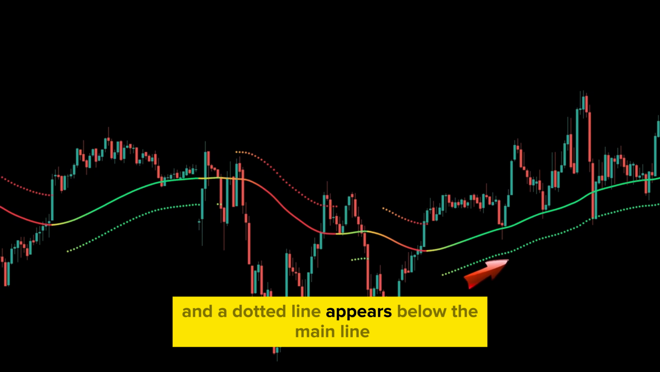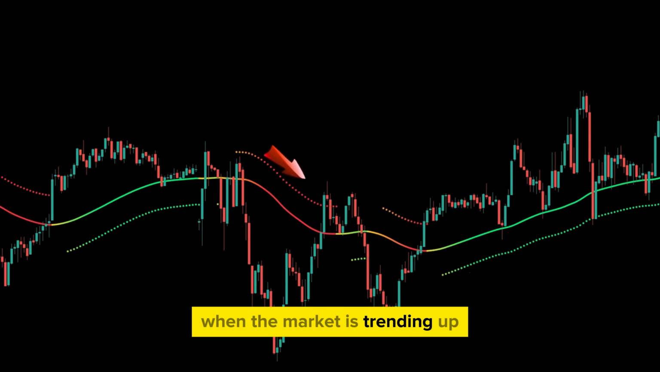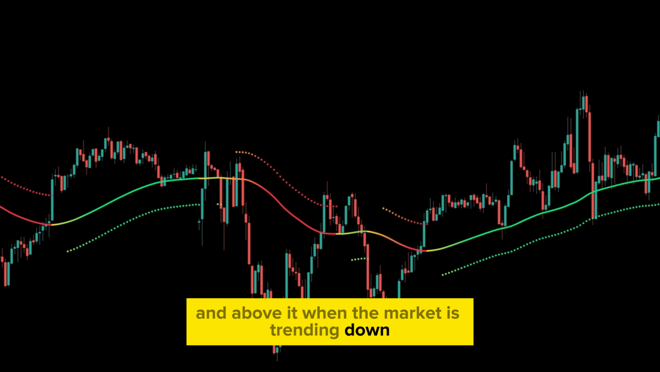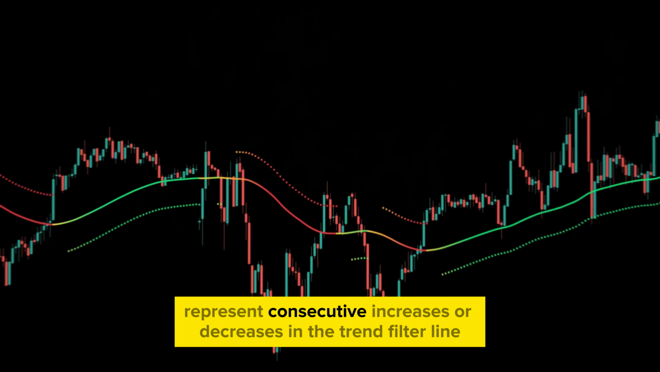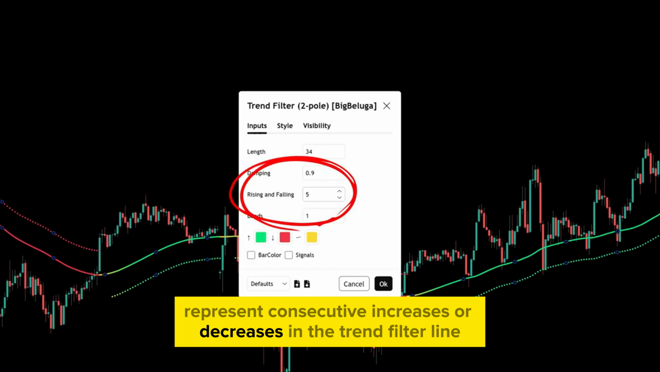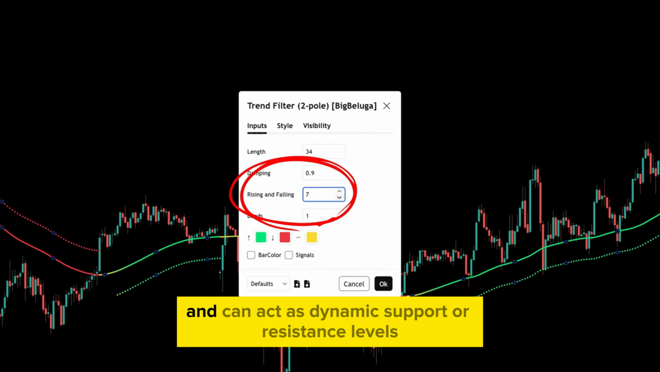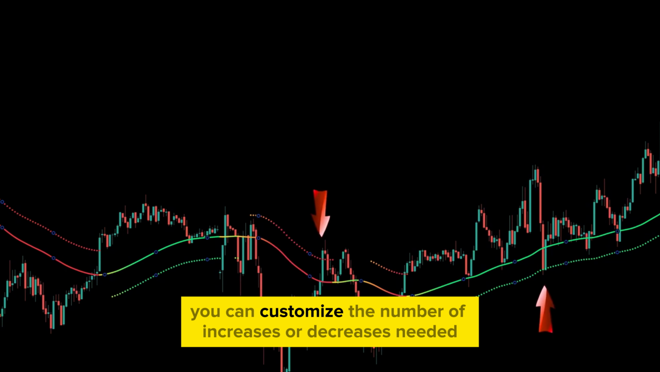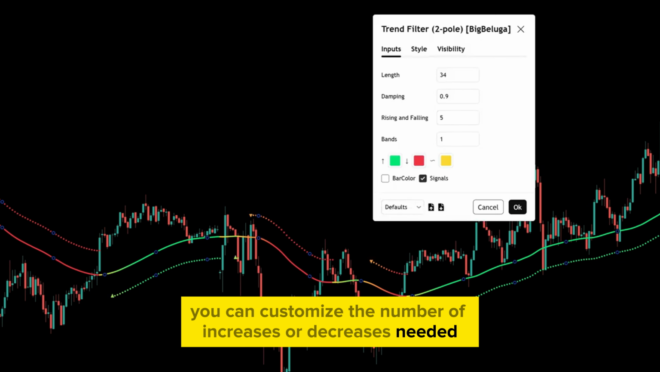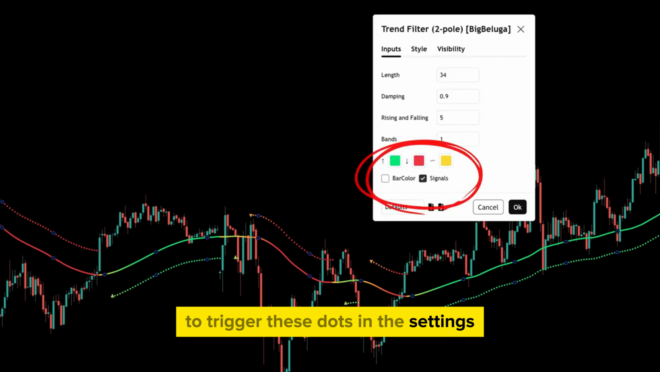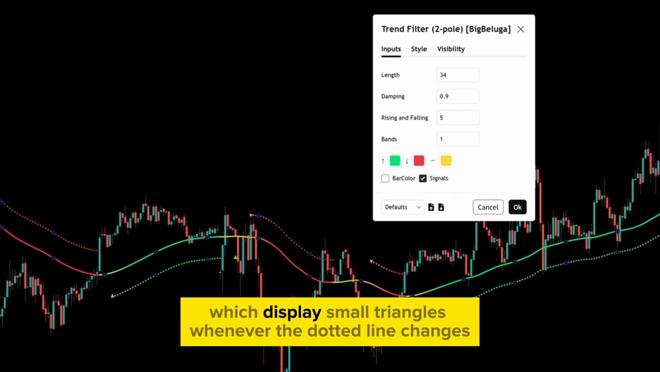The dotted line appears below the main line when the market is trending up and above it when the market is trending down. These dots represent consecutive increases or decreases in the trend filter line and can act as dynamic support or resistance levels. You can customize the number of increases or decreases needed to trigger these dots in the settings. For better trend confirmation, you can enable signal notifications, which display small triangles whenever the dotted line changes position or color.